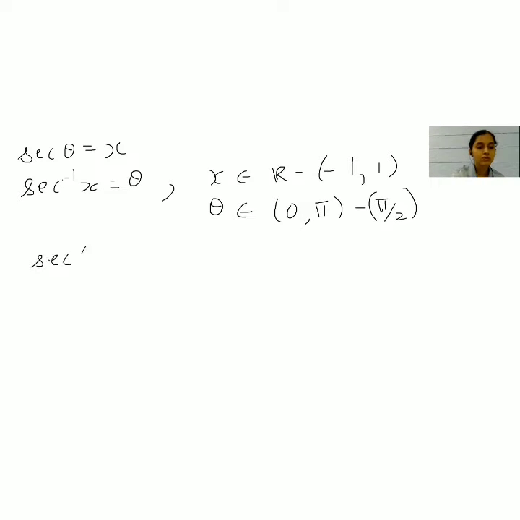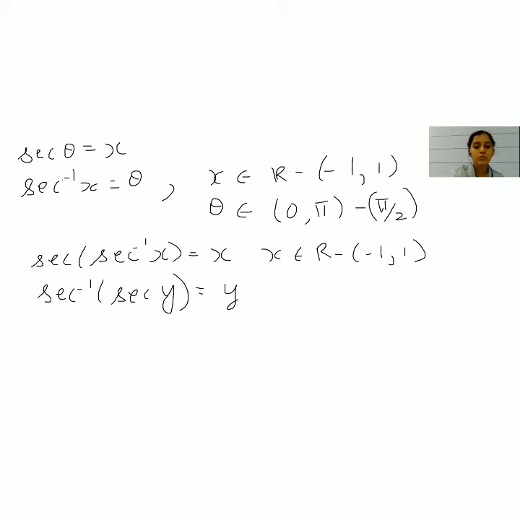So sec of sec inverse x is equal to x, where x should belong to R excluding (-1, 1), and sec inverse of sec x is equal to y, same mistake, is equal to y, where y will belong to all the theta values, that is 0 to pi, excluding pi by 2 over here. So we remove pi by 2.